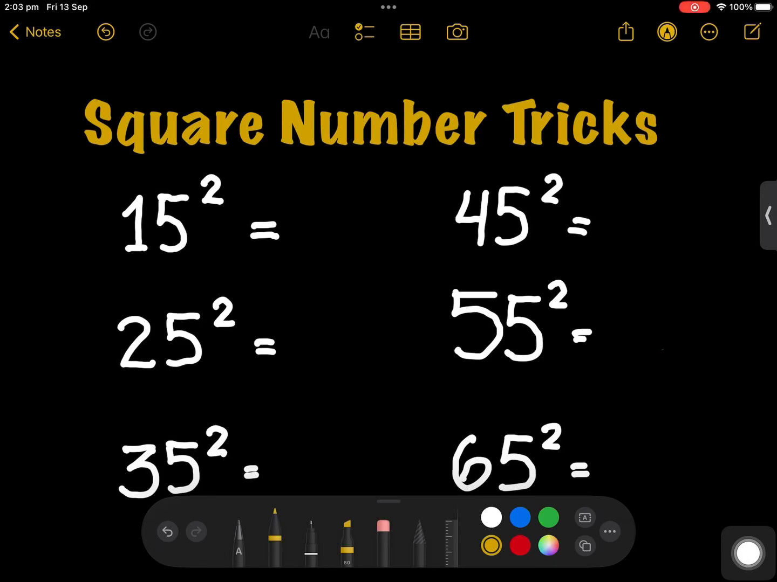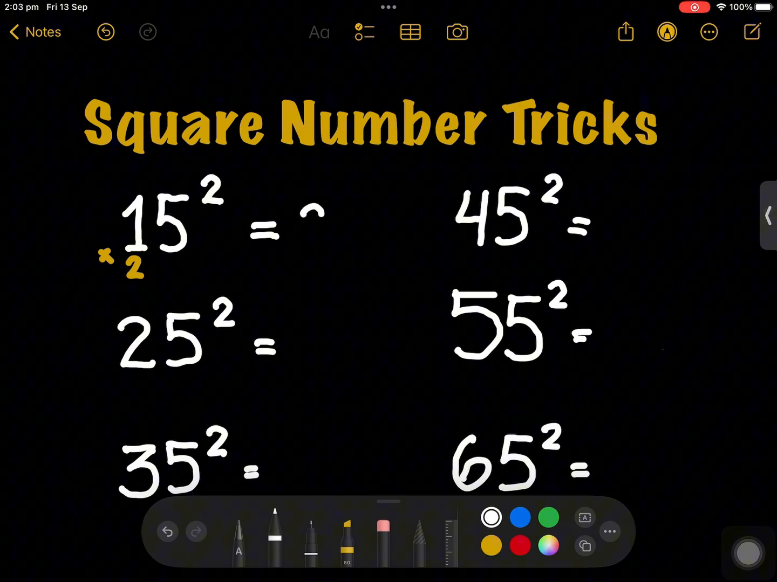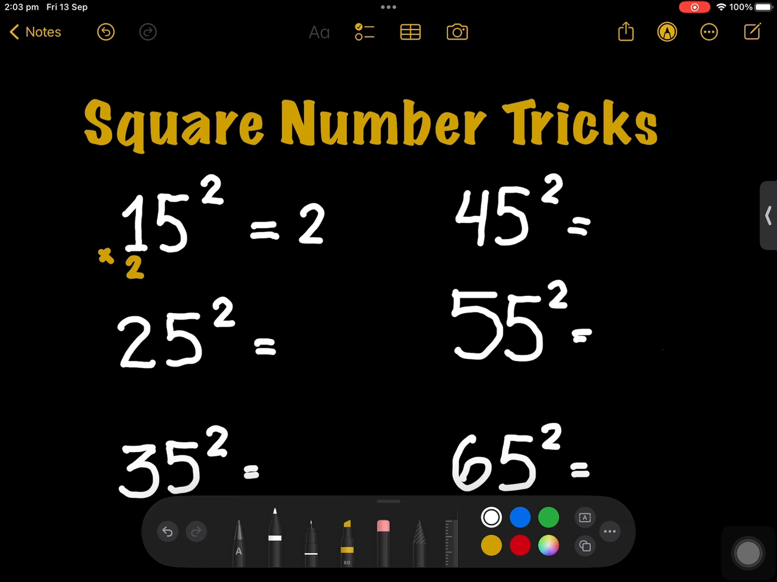Okay, this time let's do some tricks about how to find the square of a given number that ends with 5. So as you can see, for 15 square, the next number after 1 is 2. So you multiply 2 times 1, then you will get 2. And after that, you have to find the square of 5. That one. So 5 times 5 is equal to 25. So therefore, 15 square is equal to 225.